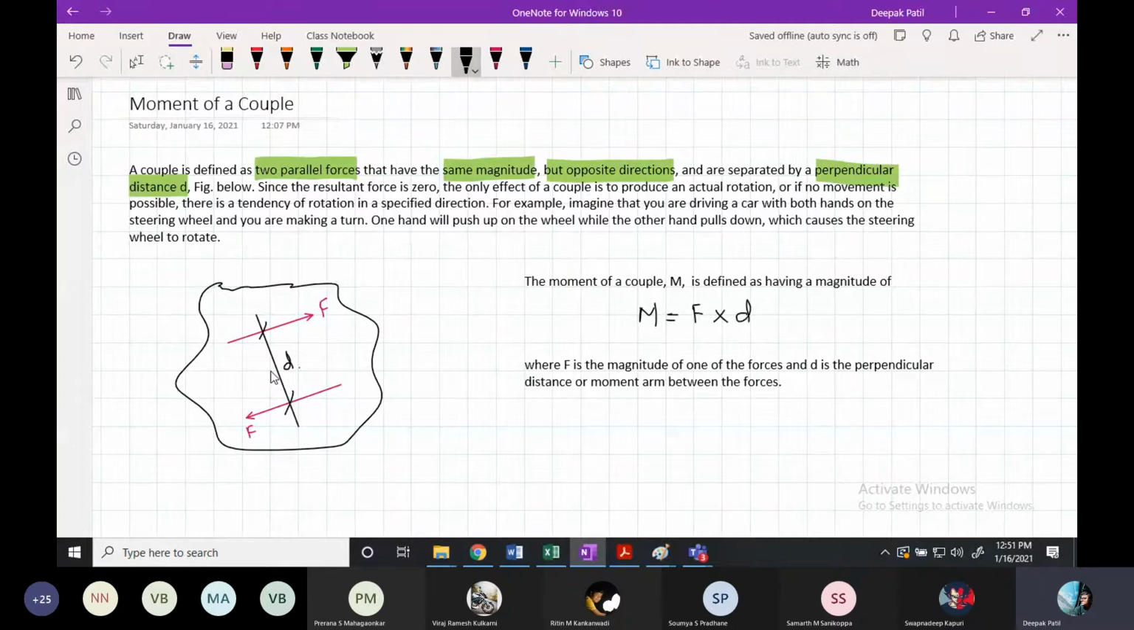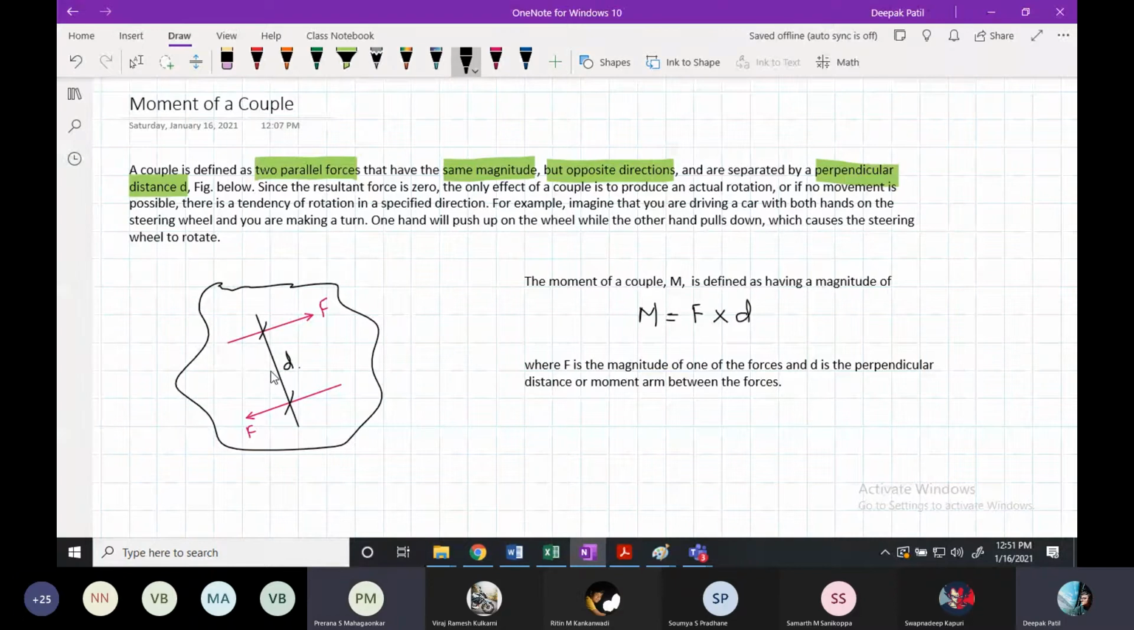Is there any doubt, students, regarding moment of a couple? So can we write it down? No, no, no. Let it be. I will give you a PDF. We will not waste time in dictating those things. I will give you the PDF and you can refer to it later. Is the concept clear, students?